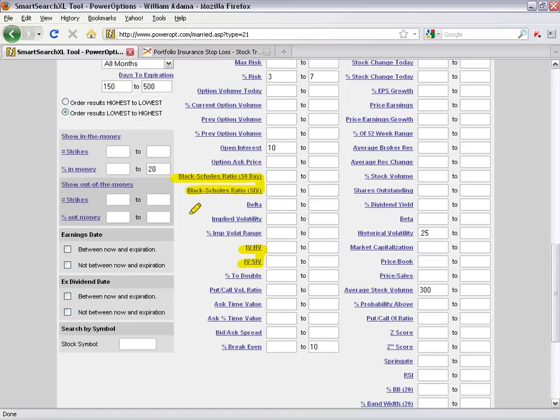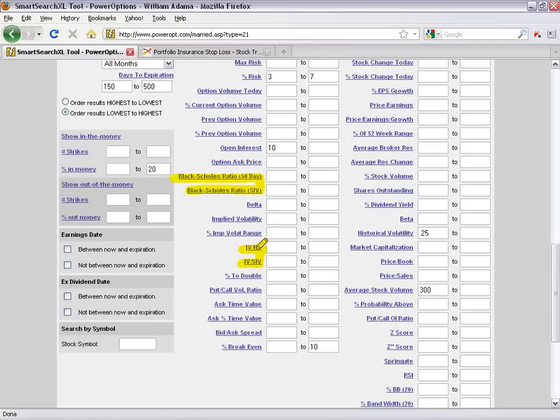The Black-Scholes ratio is simply the option ask price divided by its theoretical worth. The Black-Scholes ratio takes into account 5 factors, one of which is the volatility of the stock. The difference between these 2 Black-Scholes ratios is one is using the 50-day volatility to calculate the theoretical worth, and the other is using what's called the SIV, the Stock's Implied Volatility Index, which is the average implied volatility of the near-term options, the next 2 months in the money and out of the money calls and puts.